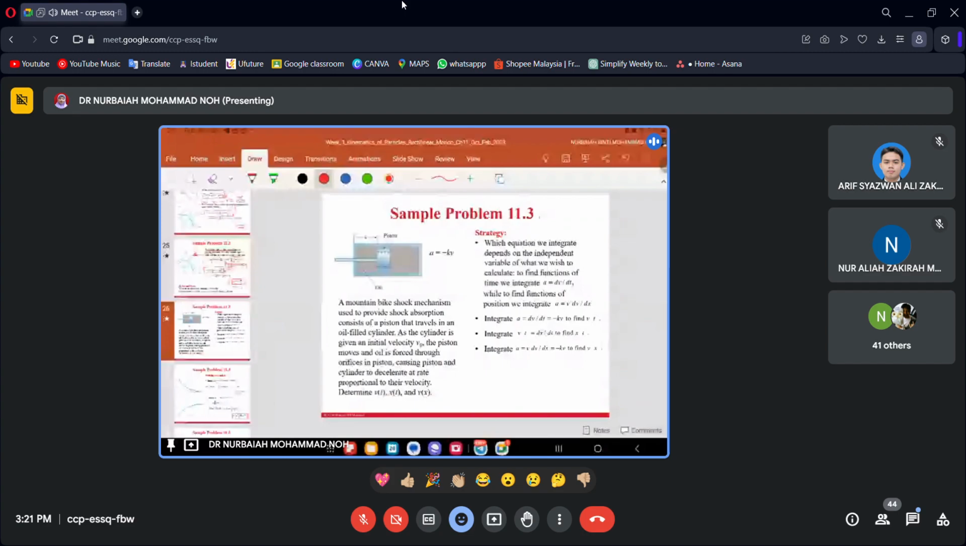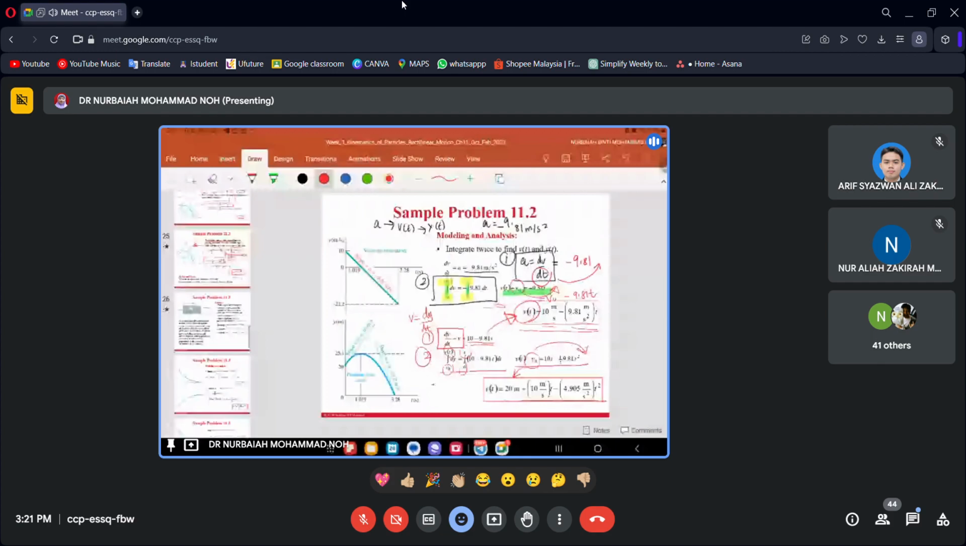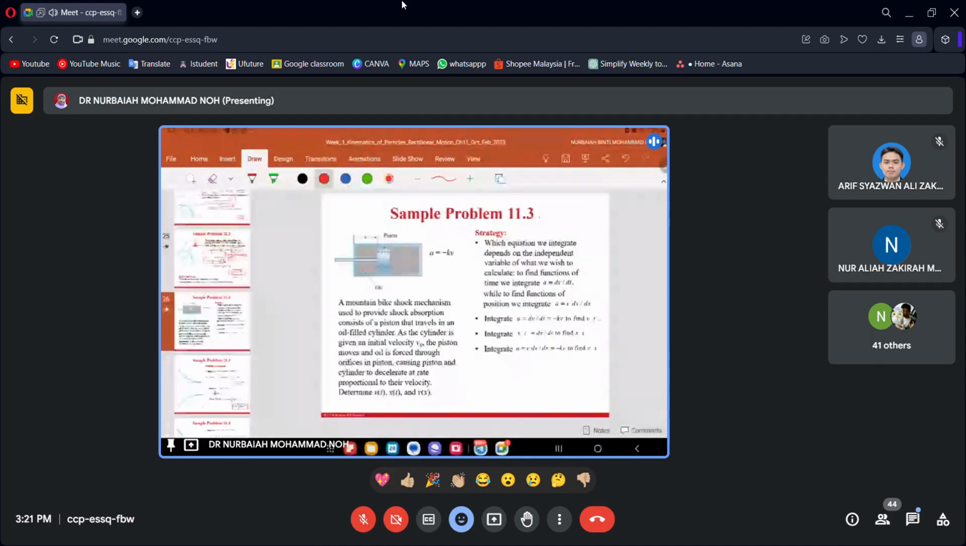Okay, tadi ini kita diberi a constant. Now the next question is again, for this one actually a is not given initially in the question. Alright, so let's read the question, read the statement first.